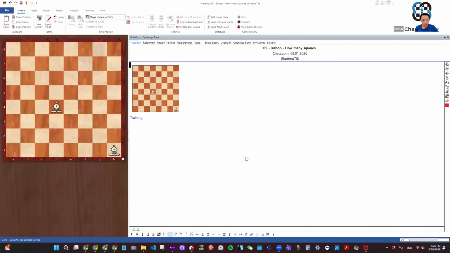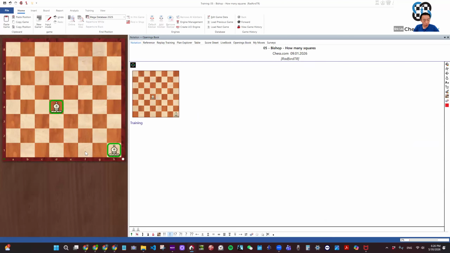Okay. We have two bishops. Let's start with this bishop in the middle. How many different squares can this bishop go to? It moves diagonally.